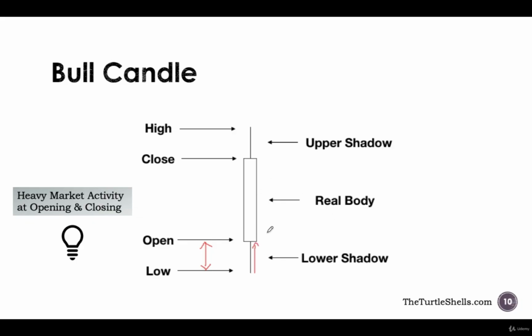So just to quickly summarize, this is the opening price, this is the closing price. That's the low price and that's the high price. So open, high, low and close. That's all there is to it. The rectangle is called the real body and you have the upper shadow and the lower shadow. So there are only three components for a candle: the upper shadow, the real body and the lower shadow. Upper shadow represents the bearishness, lower shadow represents the bullishness.